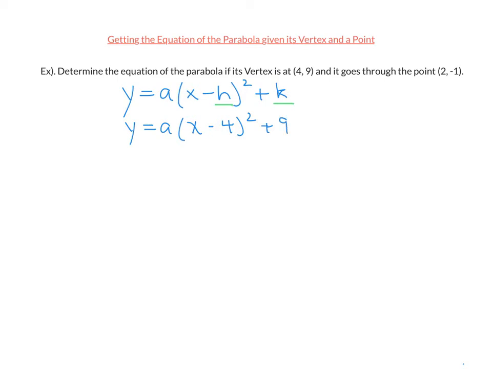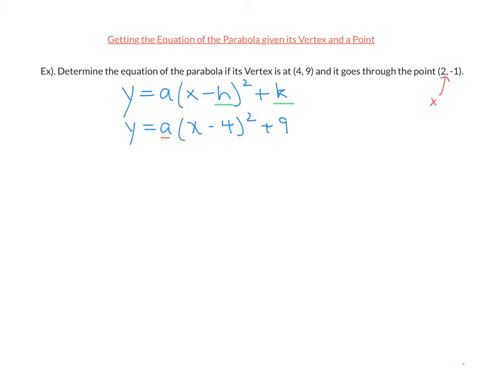The next thing we're going to do: we don't have the value of a, but what I do have is an ordered pair that belongs on this particular parabola. So like we did with the equation of the line, when we knew the slope and we knew a point, but the point wasn't its y-intercept, we could sub the x and the y into the equation and then solve for the b value. We're going to do that here as well.